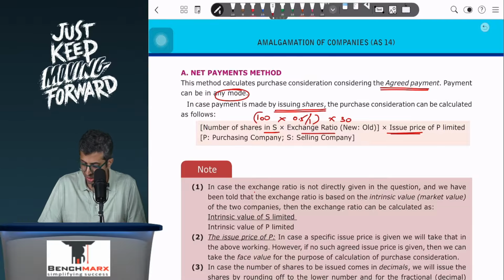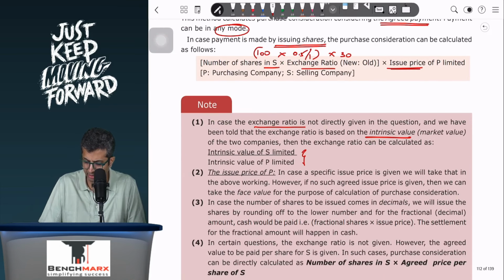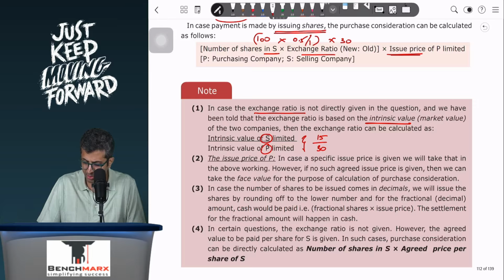In case the exchange ratio is not directly given in the question, and we have been told the exchange ratio is to be based on intrinsic value, then the exchange ratio is the target's intrinsic value of S, that is 15, upon the intrinsic value of P, the acquirer, that is 30, and hence 0.5:1. Now for the issue price of P, in case a specific issue price is given, we will take that. Or if no such price is given, then we can take the face value for the purpose of calculation.